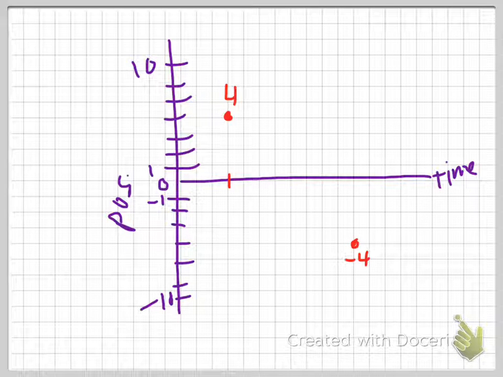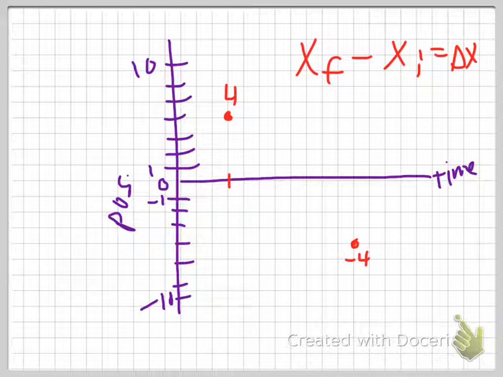Negative 8. Because x final minus x initial equals delta x, and we have negative 4 minus positive 4, so we have negative 8. We're going to assume meters here is our delta x. Awesome.